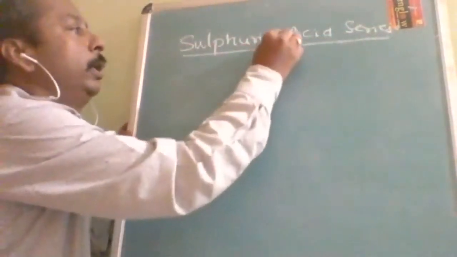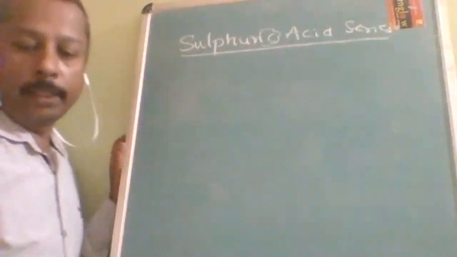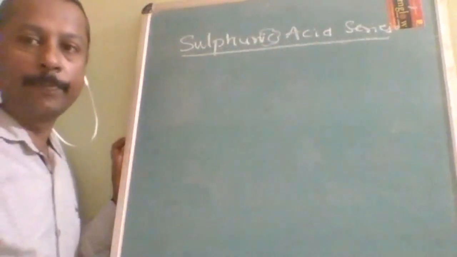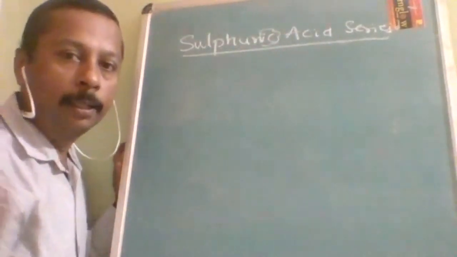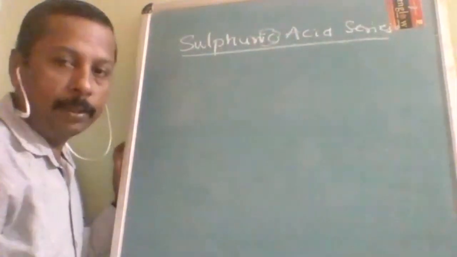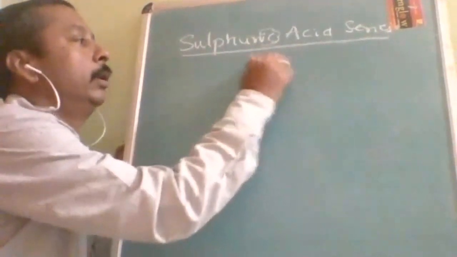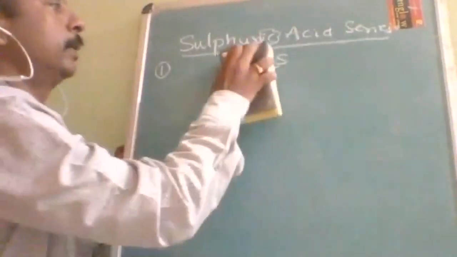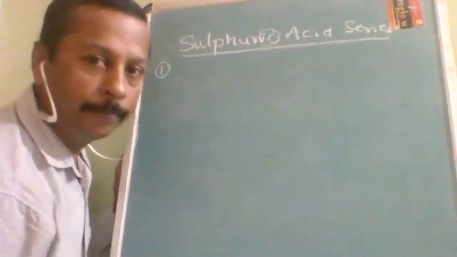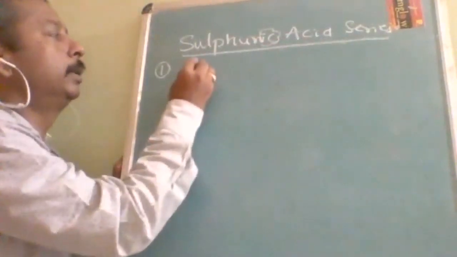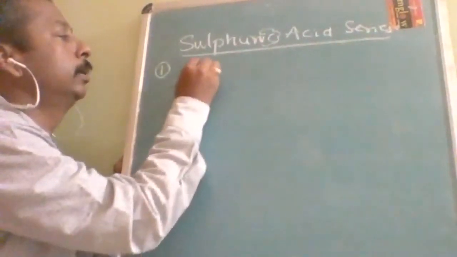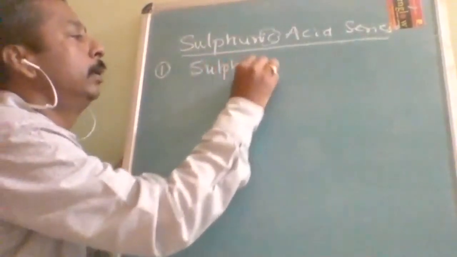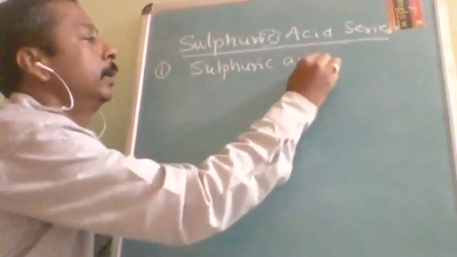Just now I told you ic shows that it is going to contain the maximum oxidation state, that is +6. What is the maximum oxidation state? It is +6. Okay. Now the first member of this family is sulfuric acid, like the sulfurous acid series started with sulfurous acid. So the sulfuric acid series is going to contain 3 members, and the first member is sulfuric acid itself.